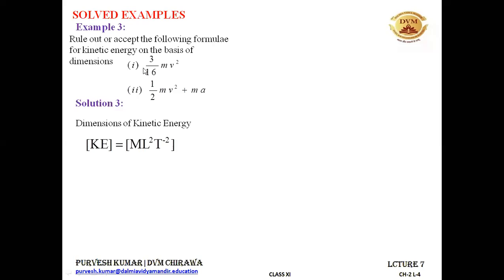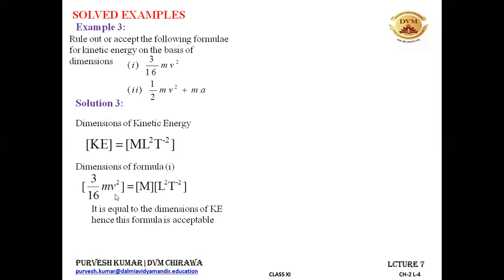All right. Now we need to find the dimensions of the terms in this formula, that is, for part 1. So the dimensional formula for 3/16 mv square: M is capital M, and v square means LT minus 1 squared. When you square LT minus 1, it comes out to be L2 t minus 2. Finally, the dimensions of 3/16 mv square are ML2 t minus 2, and this is equal to the dimensions of kinetic energy. So we can accept this formula. Hence, this formula is acceptable. Why so? Because the dimensions of kinetic energy match the dimensions of this formula. It is being asked in the question, rule out or accept. We have accepted that this can be a formula for kinetic energy on the basis of dimensions. Now we have to go for the second formula that is given to us. So let's proceed in this manner.